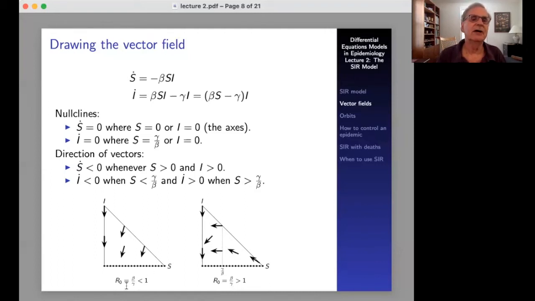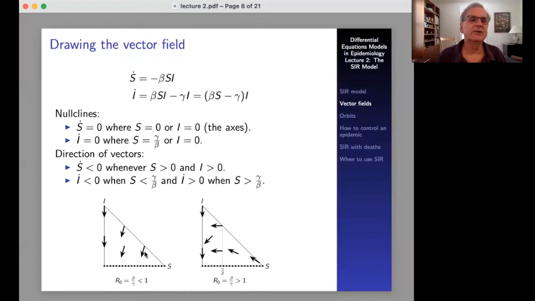depending on whether R naught is less than 1 or bigger than 1. You may remember these cases came up with the SIS model. R naught is beta over gamma. Suppose it's less than 1. Then that means this number gamma over beta is going to be bigger than 1. So in this case, I dot is negative everywhere in the region we're interested in. We're only interested in s going up to 1. Gamma over beta is bigger than 1.